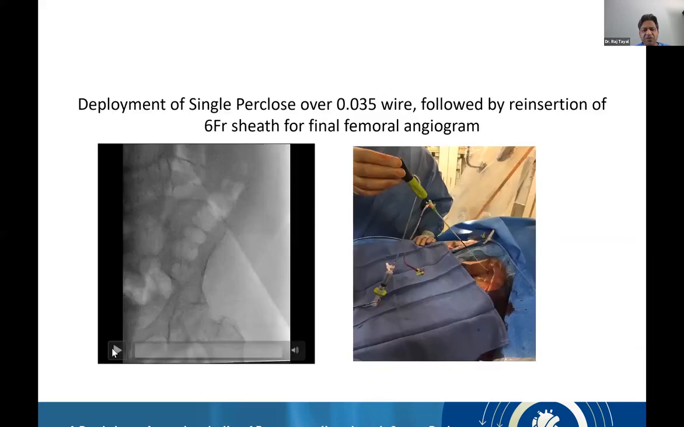We then finished with what we call a hybrid closure, where we deployed 1 perclose and then basically closed after 1 perclose, downsized to a 6 French sheath, took an angiogram to ensure there was no trauma or dissection where we performed shockwave, and then finished with a Minx extravascular plug with no complications. The patient was then brought back 8 weeks later for a TAVR.